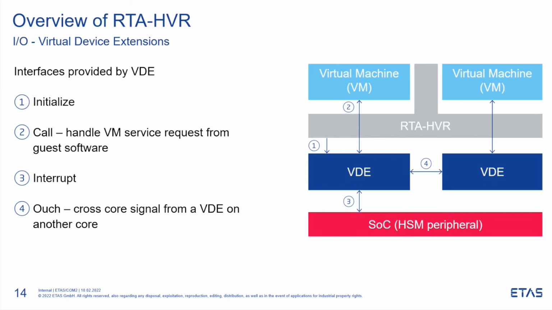It's really a cross-core signal from VDEs running on different cores. So, for example, if we're looking at this virtual communication that the VDEs are providing, when a virtual machine running on core 0 sends a virtual CAN message, in order to be able to reach the virtual machine running on core 1, one VDE will need to send a signal to the other VDE to say that data is being transferred across.